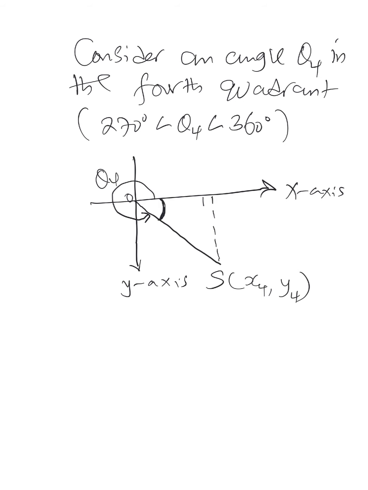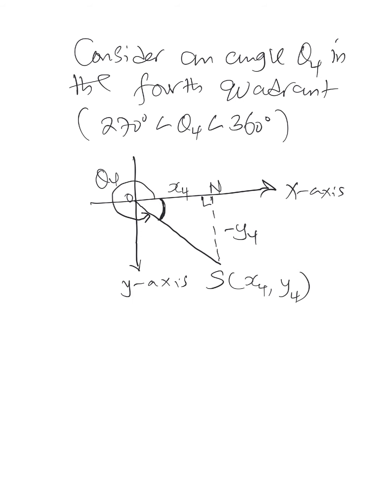So this is 90 degrees. From the origin to a point N, that length is x4, but it is now positive if you were familiar with the coordinate system. And from N to S is a minus y4. Okay, it is a negative value.